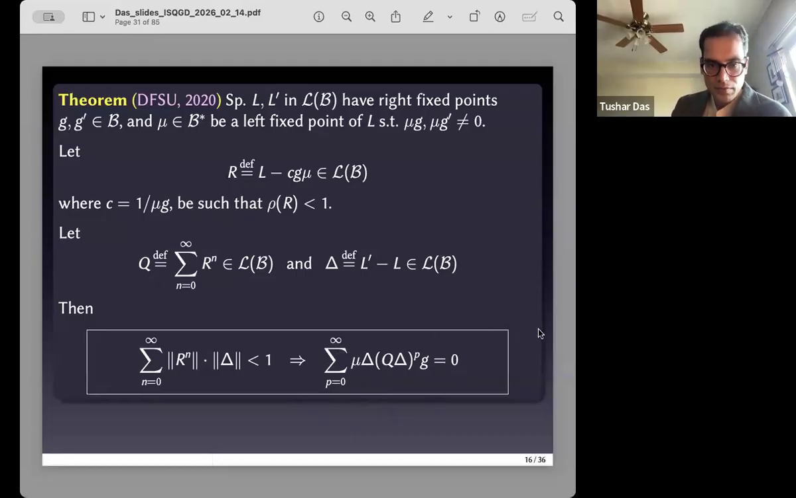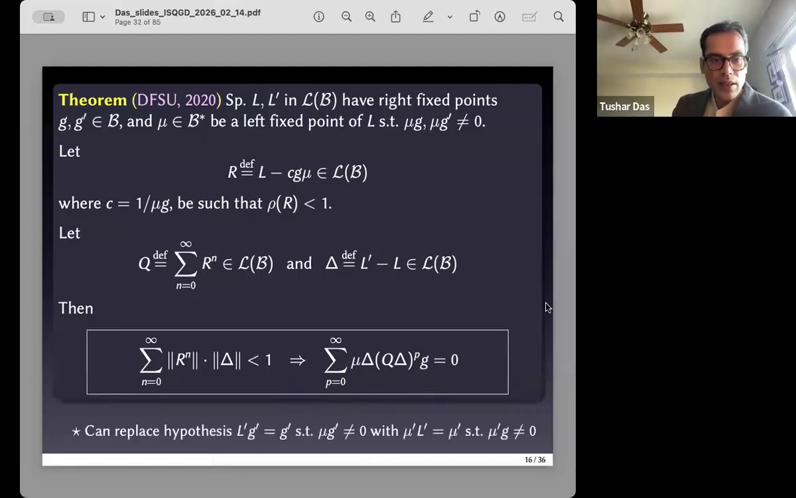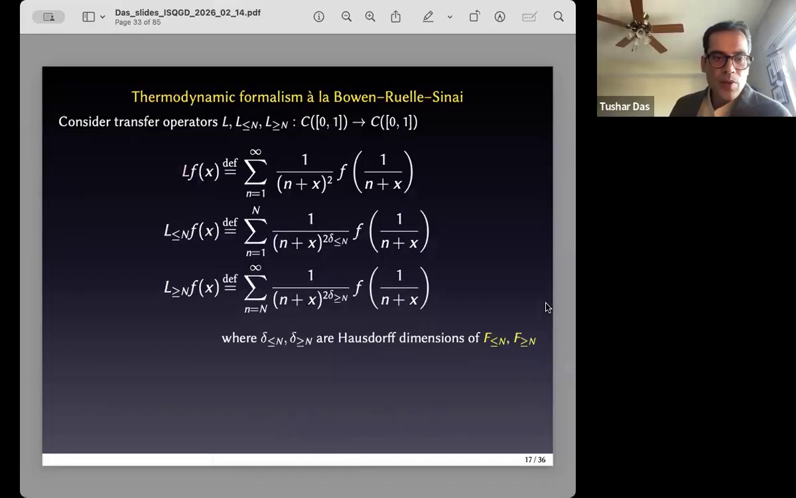For the theorem, I just want to emphasize that this is a scalar equation, because you've got a bunch of operators acting on a vector. So this 0 is just a scalar. Okay. So how do we use this theorem, which I called a perturbation lemma, to prove those results about the Hausdorff dimensions of f less than or equal to n and f greater than or equal to n?